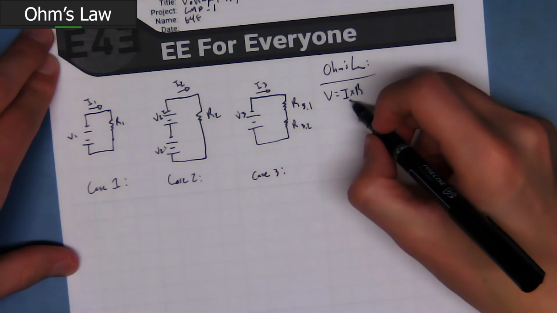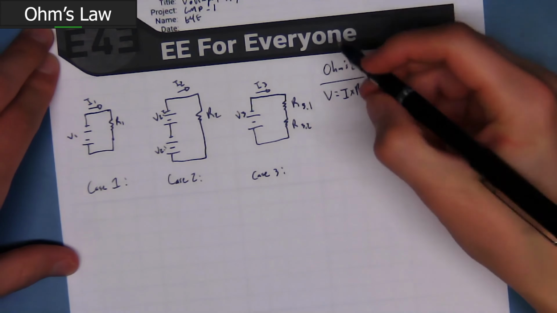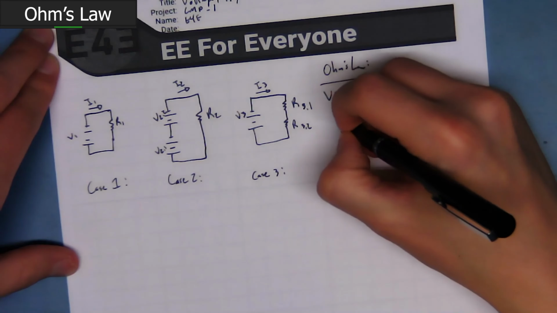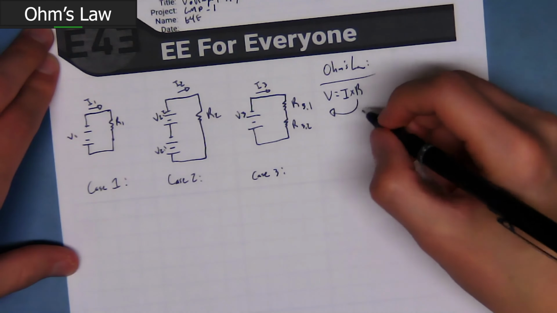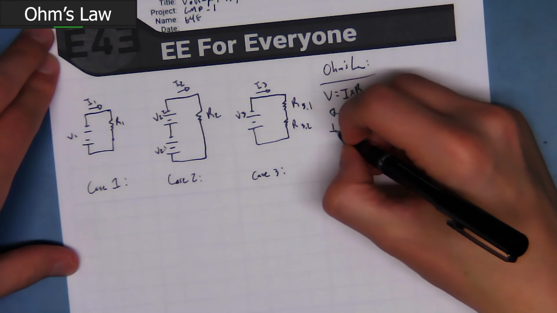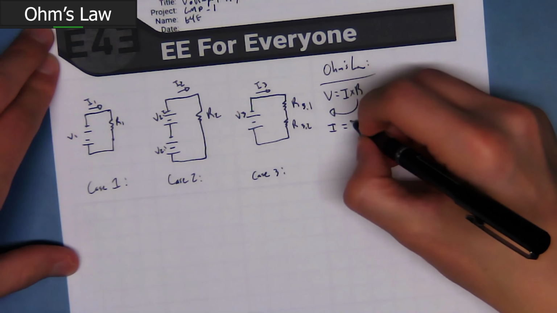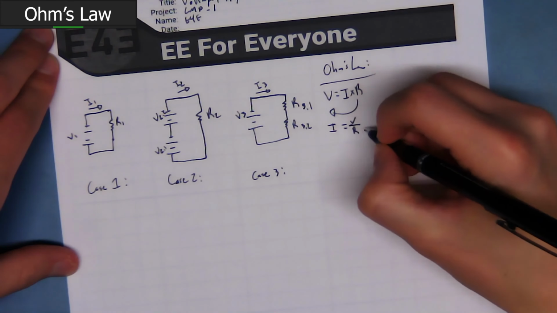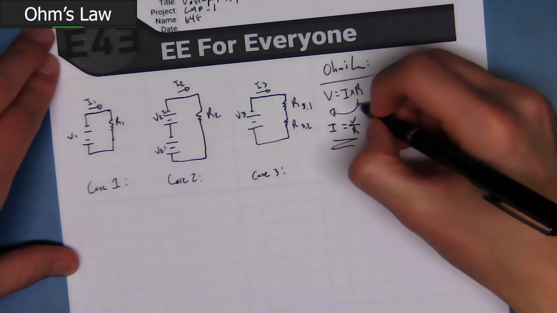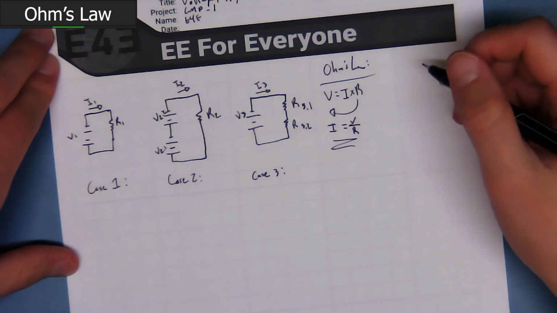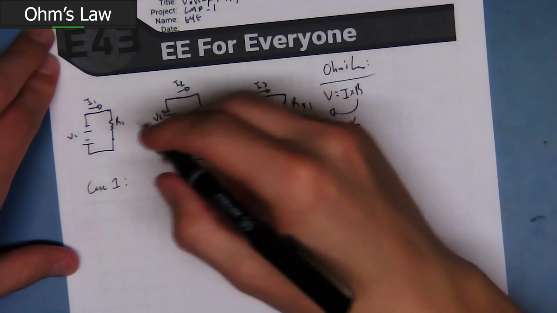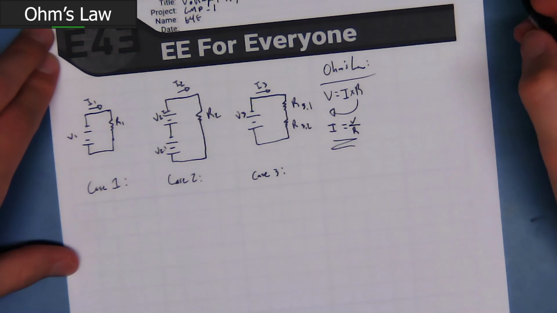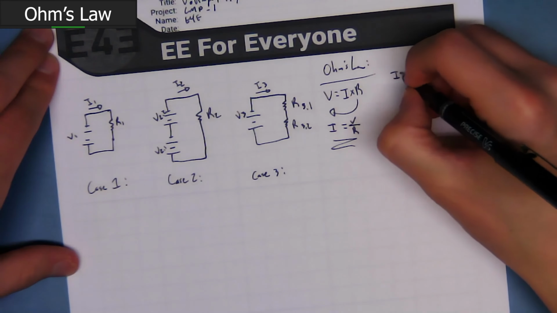You know, we might need to rearrange this. And I don't know about you, but I'm not very good at algebra, so let's pull the resistance over to that side of the equation. So we're left with I equals V divided by R. We had to divide both sides of this equation by resistance. Now, what does this tell us about I1, I2, and I3?